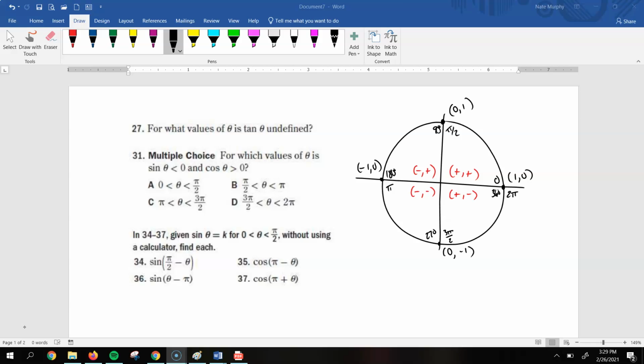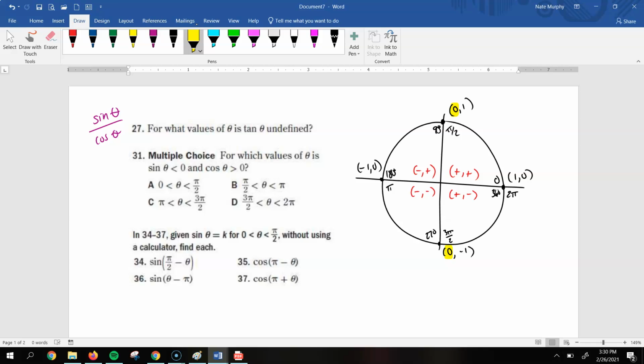Let's carry on with 27. It says, for what values of theta is tangent undefined? Remember that the tangent of theta is found by taking the sine of theta divided by the cosine of theta. The one thing you can never do is divide by 0. So anytime the cosine is 0, the tangent is going to be undefined. The cosine is 0 at 90 degrees or pi over 2, and at 270 or 3 pi over 2. We could describe this in terms of just one time around the unit circle or multiple times around the unit circle.